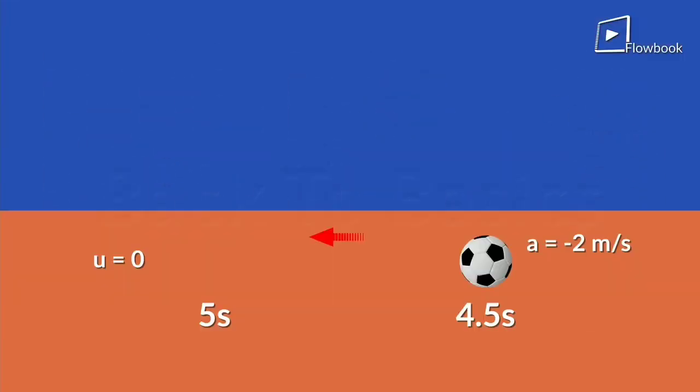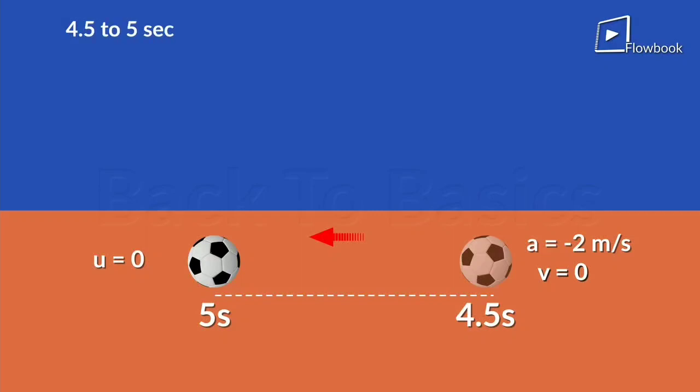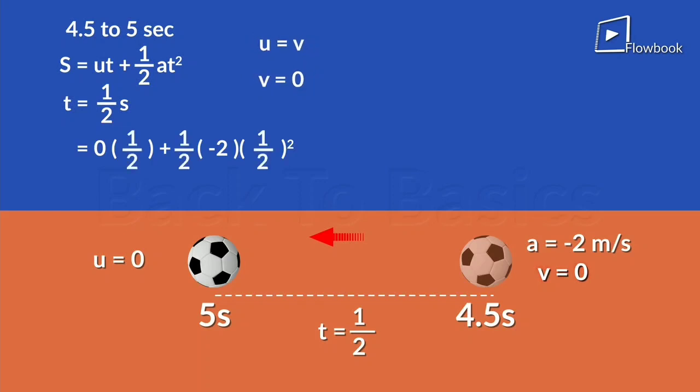Now, this ball is at rest and is starting to move in the other direction. So that means the distance traveled from 4.5 to 5 seconds would be s = ut + half at square, but the t here is half a second, that is from 4.5 to 5. And the initial velocity will be 0 because it's starting from rest. That gives us s = 0.25. It's actually minus 0.25, but the minus sign is because of the change in direction.